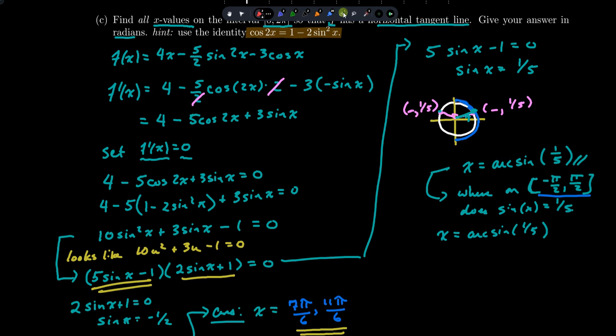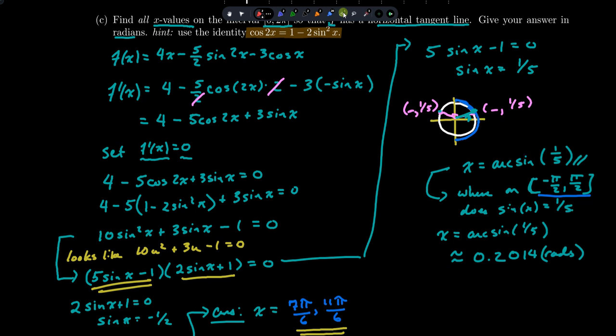And if I plug that into my calculator, I get that that's approximately 0.2014. Keep in mind that's in radians. That's not an x. That's an angle that we think of on the unit circle. So that's this angle right here. That angle is 0.2014 radians.